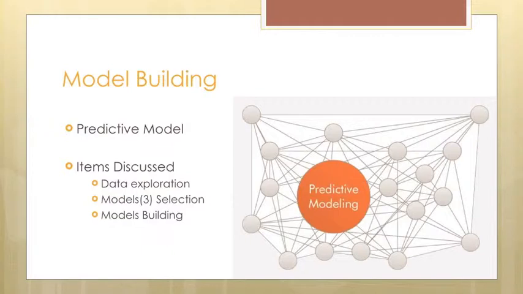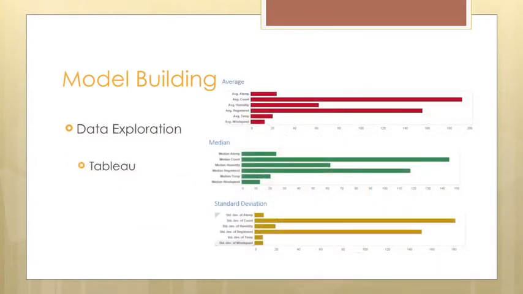It's time to go to the model building, and based upon the objective of this project, it's very clear that we will need a predictive modeling technique. So in this section, we'll be doing some data exploration, then selecting three different models for the predictive analysis, and then building these models. For the data exploration, we have taken the average, median, and standard deviation of all the non-categorical data present in the source data input, and for this we have used Tableau as a tool. These values are presented on the right side of the screen.